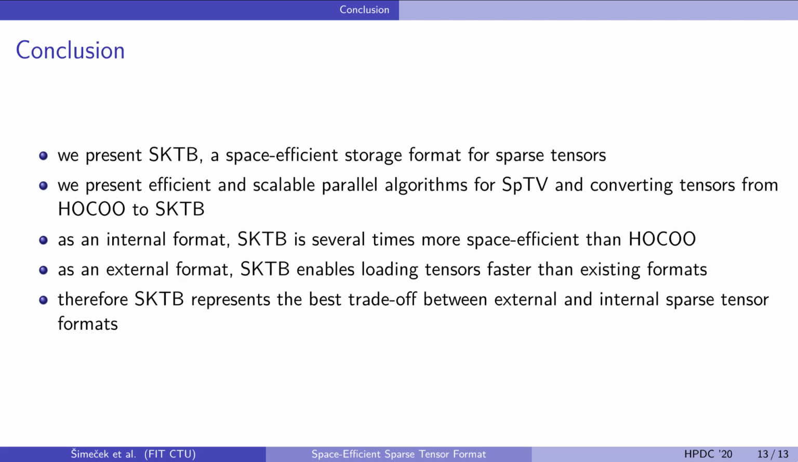The results showed that as an internal format, SKTB is several times more space efficient than HOCOO, a commonly used internal format. As an external format, SKTB enables loading tensors faster than existing formats. Therefore, our SKTB format represents the best trade-off between external and internal sparse tensor formats.